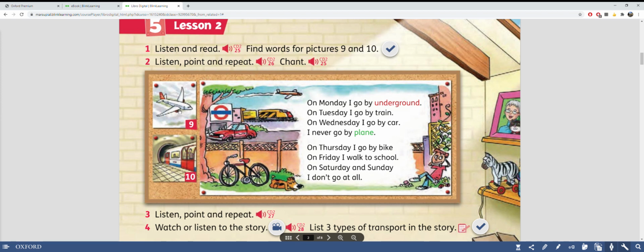Number 9, plane. Number 10, underground. Plane and underground. So we are ready to do the chant. We are going to listen and do the chant. So let's do it. Listening 25. Listen and say the transport chant.